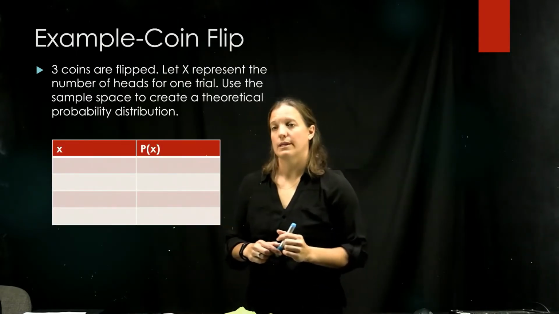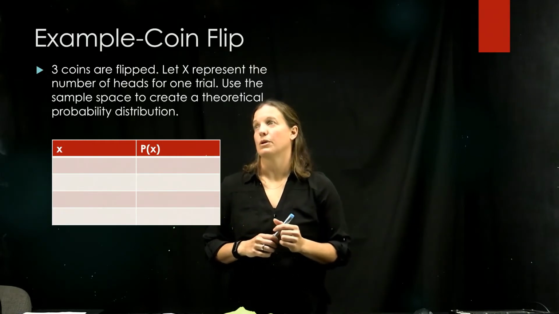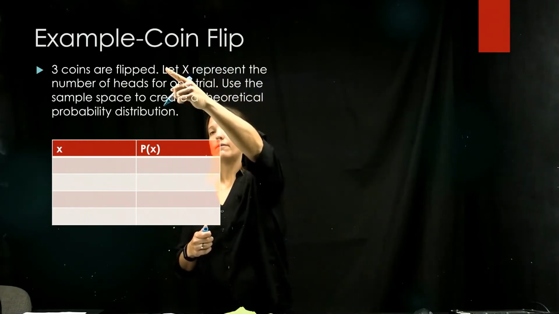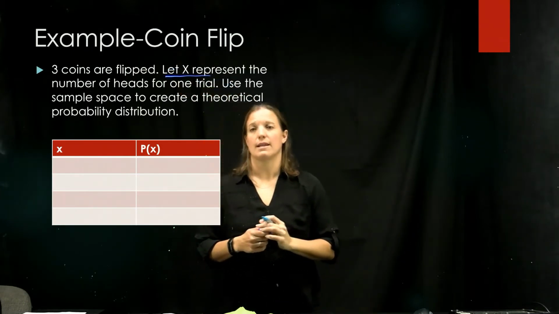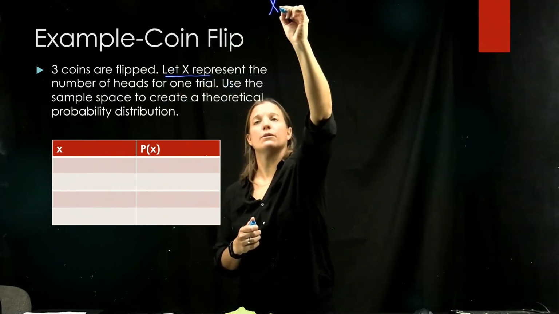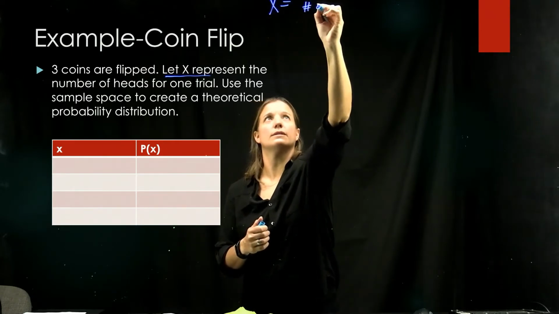Okay, so now we're going to look at an example where we're going to look at flipping 3 coins. Now you'll notice here we have our discrete random variable with our capital letter. It says let x represent the number of heads in one trial. So I'm going to jot that down up here, that x equals the number of heads.